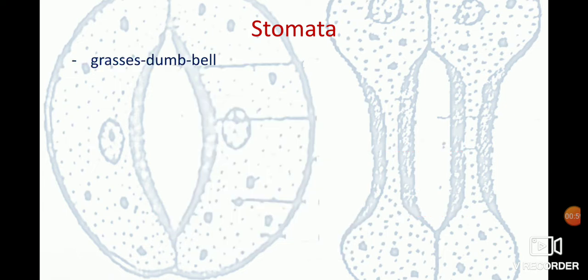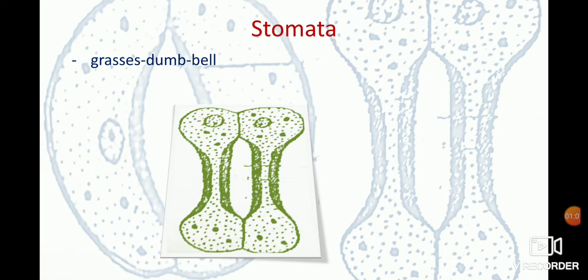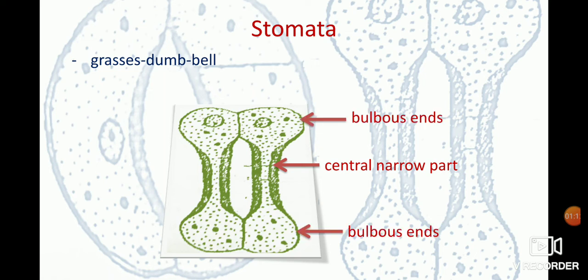In grasses, the shape of the stomata is dumbbell shaped, that is, they have a narrow middle part and enlarged or bulbous ends. The narrow middle part has a thick wall, whereas the bulbous ends have thinner walls. Due to the unevenly thick walls, the guard cells are helpful in the opening and closing of the stomata.